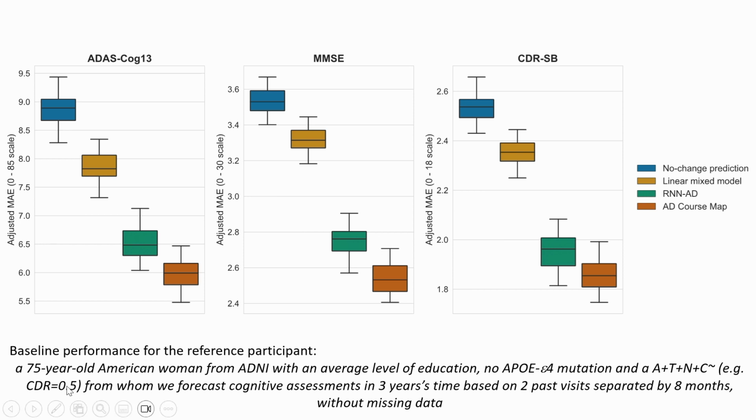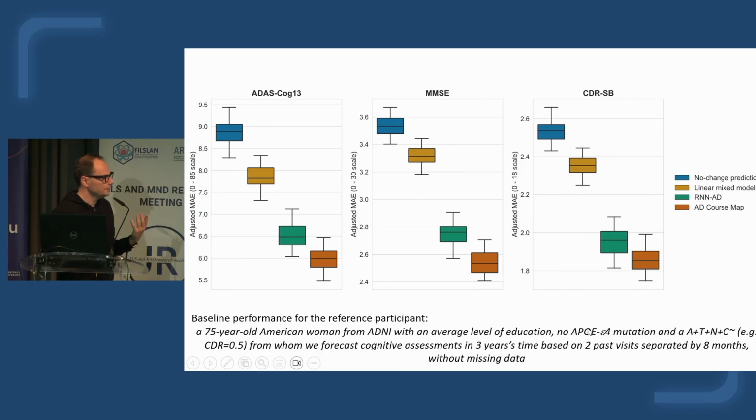So here the reference situation is a 75-year-old American woman that comes from this US dataset, who has an average level of education, no genetic risk factors, clinical and positive biomarkers, and a mild cognitive impairment, from whom we forecast cognitive assessment in 3 years' time based on 2 past visits, separated by 8 months, without missing data.